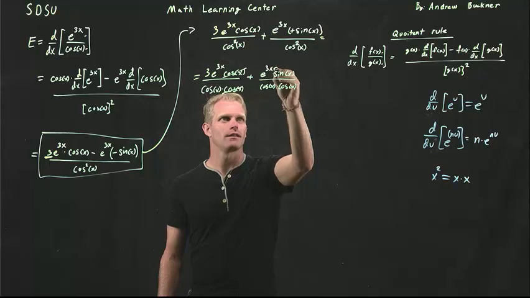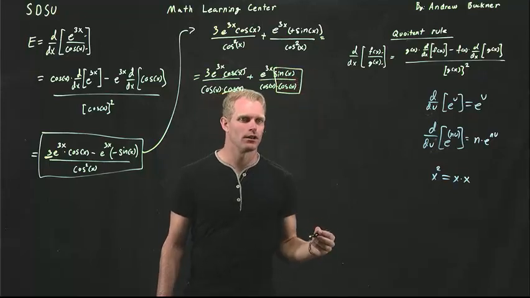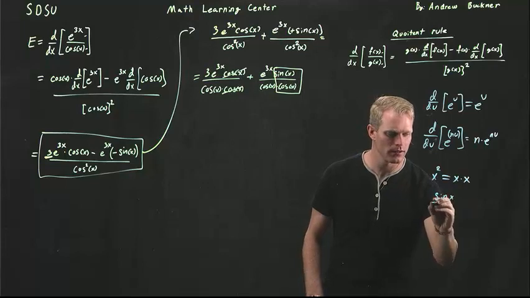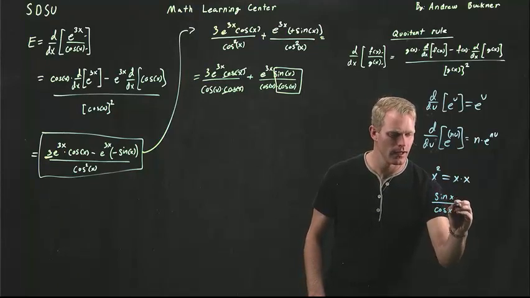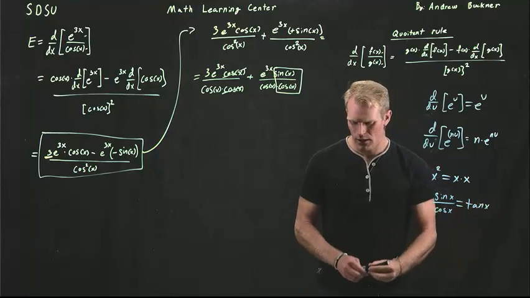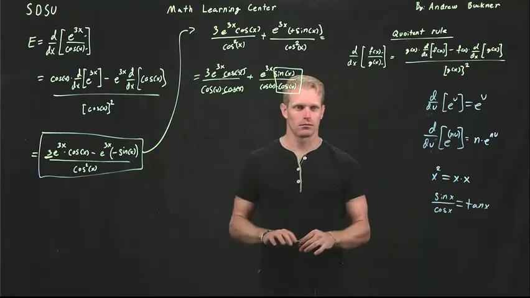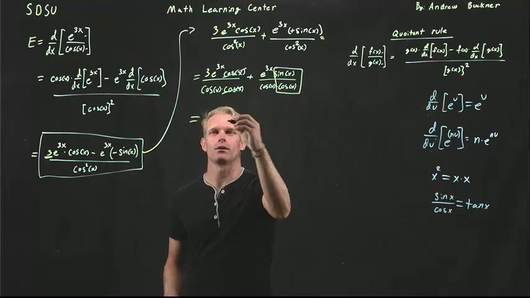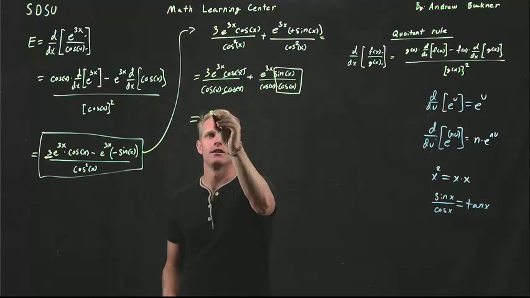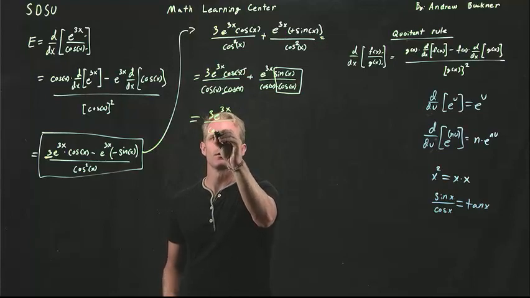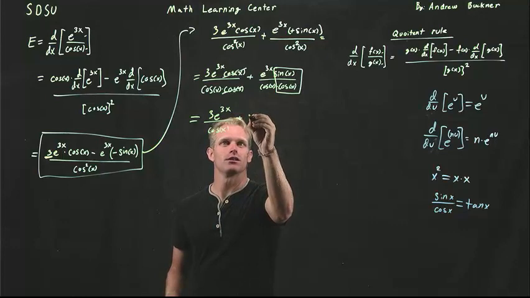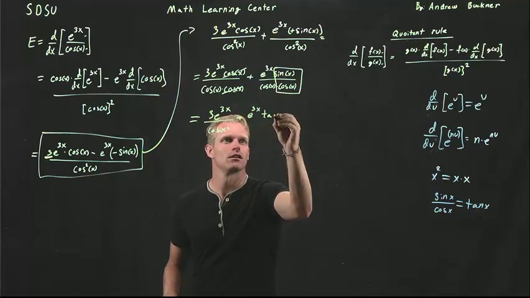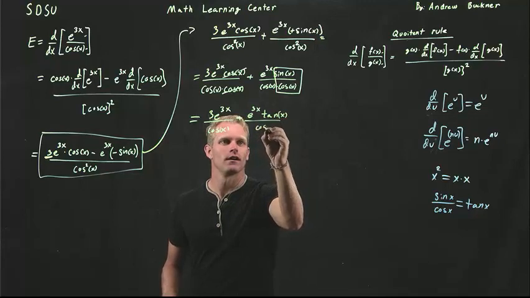And the other thing I notice is that I have here a sine over a cosine, which from our trig identities, anytime I have sine of x over cosine of x, I get a tangent of x. And that makes this problem much more straightforward. So now I rewrite this using these terms. I have 3e to the 3x all over cosine of x, adding e to the 3x tangent of x all over cosine of x.